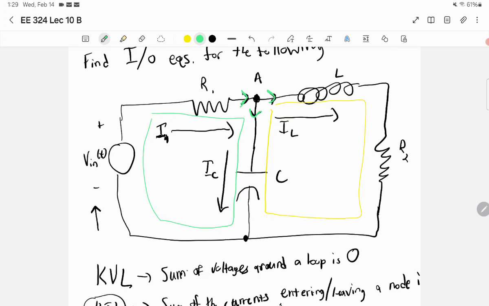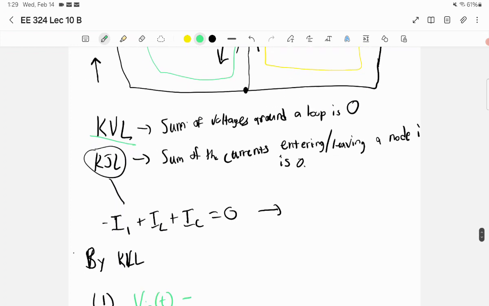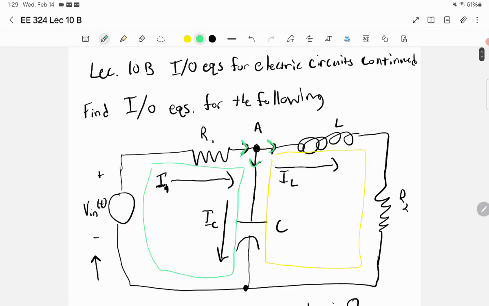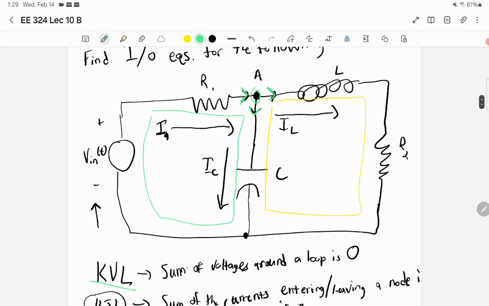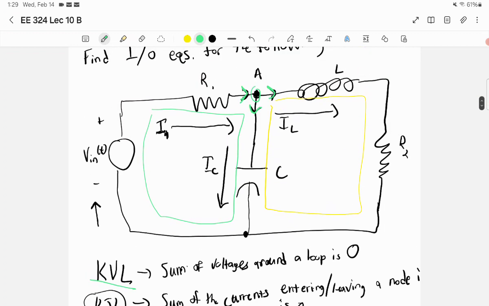Again, I'm going to analyze this system based on nodes and loops. Kirchhoff's voltage law says the sum of the voltages around a loop, like this green loop as an example, is 0, and Kirchhoff's junction law says that at any node, the sum of all of the currents must be 0. So the sum of the currents entering and leaving must be 0.